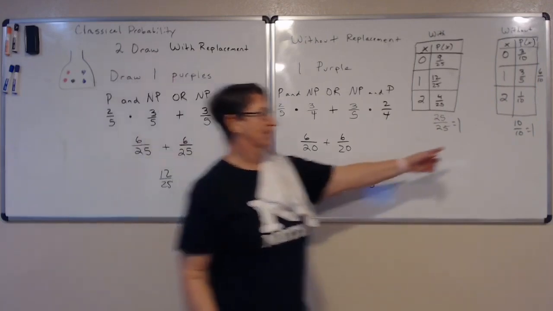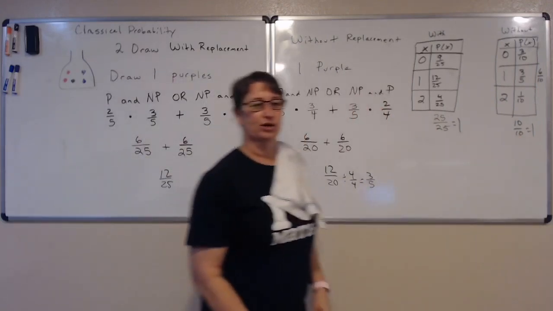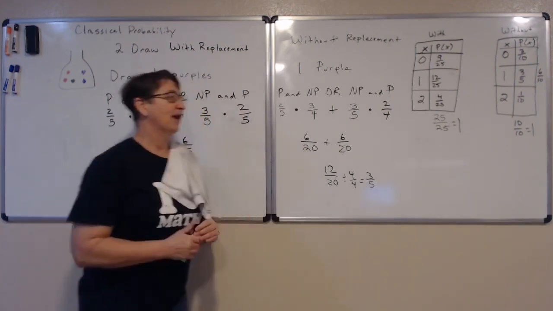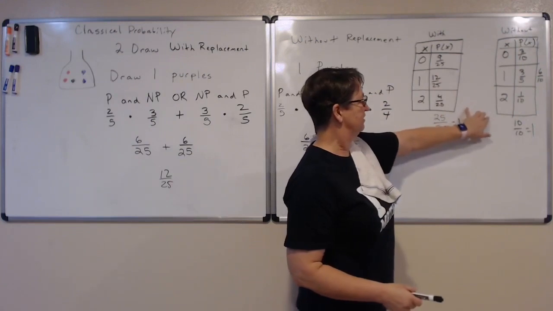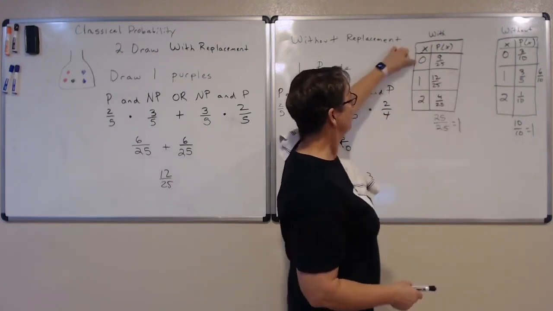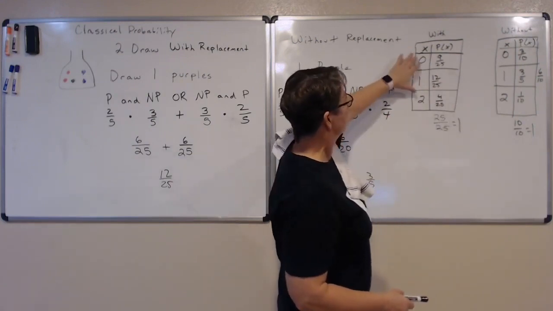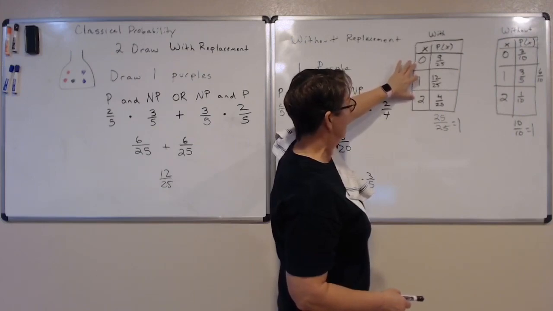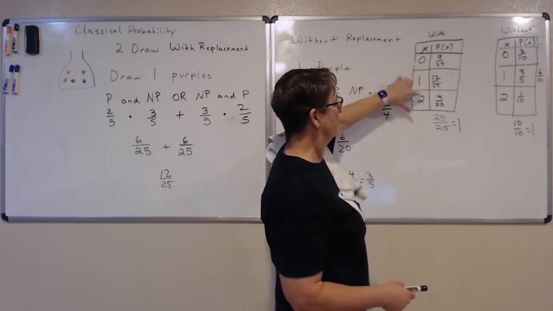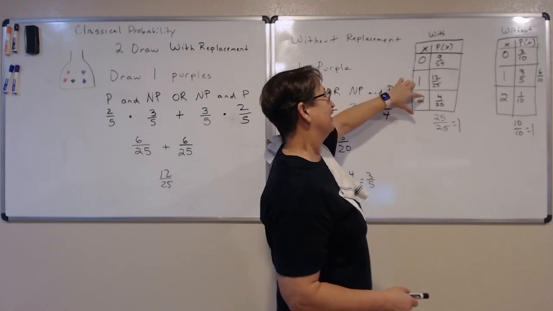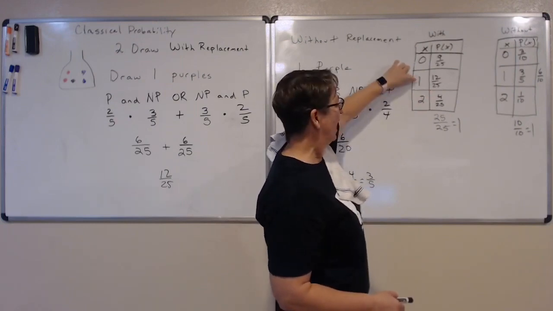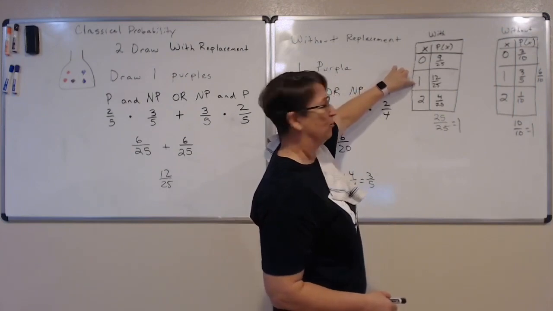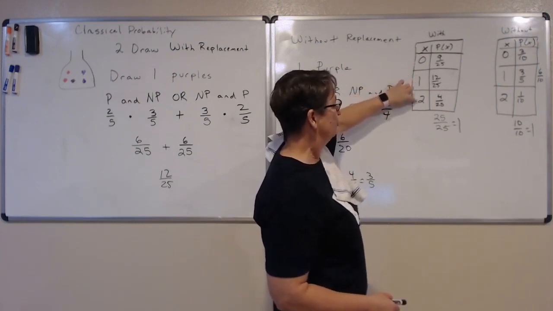And it lets me know that, yeah, they at least add up to 1, which is what it's supposed to add up to. Okay, so this is a probability distribution table. That's what this is. It just shows the possible outcomes. So my sample space is 0, 1, and 2. But they're not all equally likely. It is more likely that I'm going to get 1 purple than I get 2 purples.